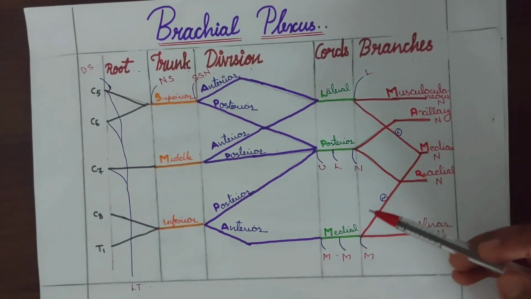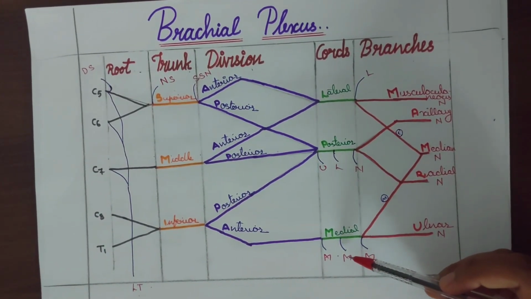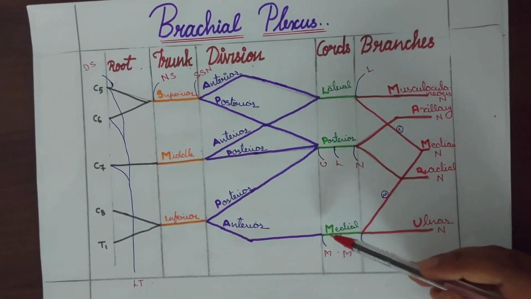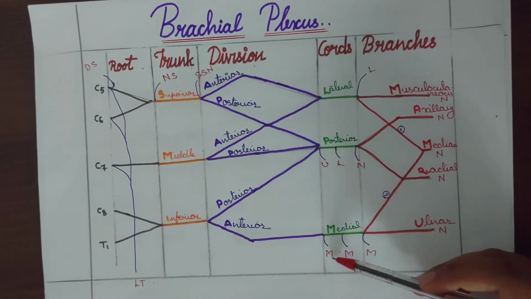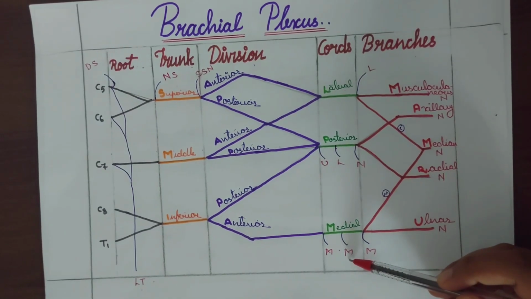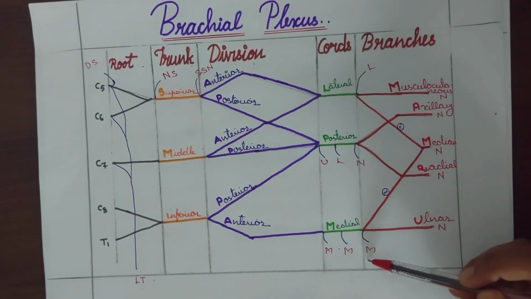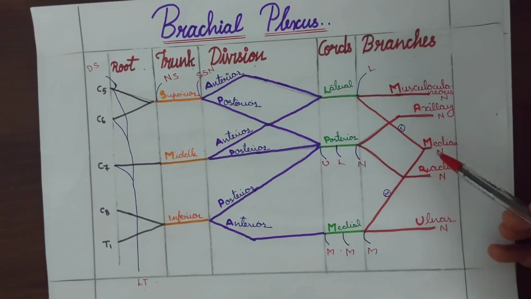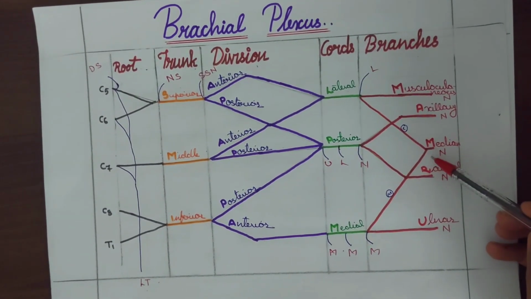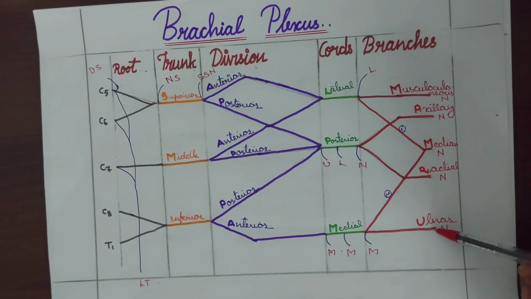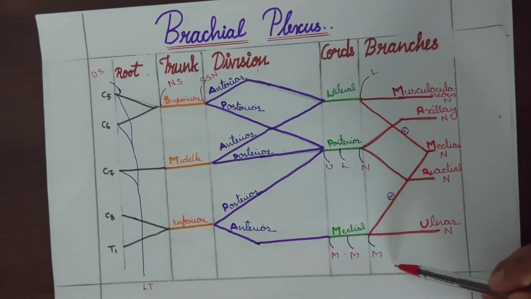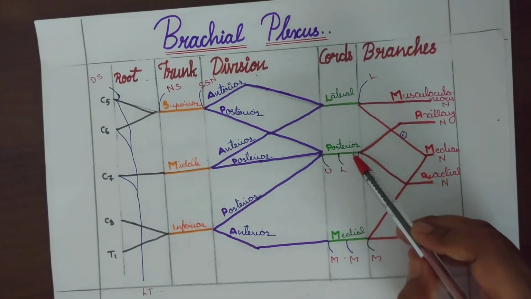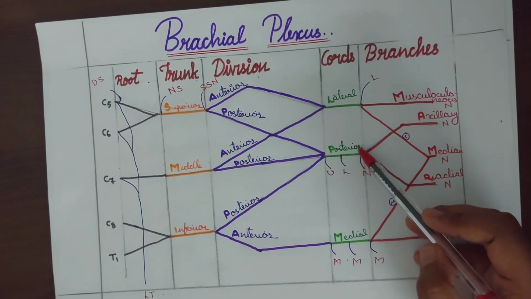Next is the branch which arises from the medial cord. The branches which arise from the medial cord are the medial pectoral nerve, the medial cutaneous nerve of arm, the medial cutaneous nerve of forearm, the medial root of median nerve, and the ulnar nerve. So, here you can use a mnemonic of MMMMU.